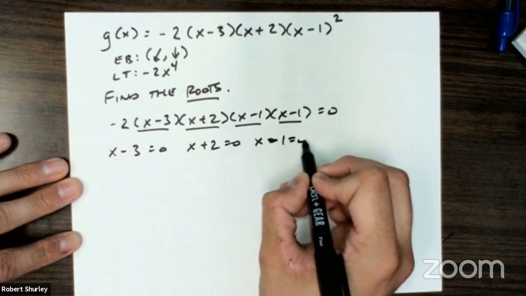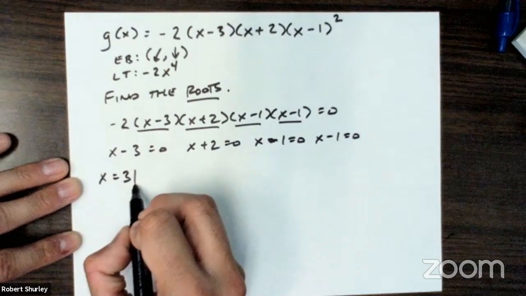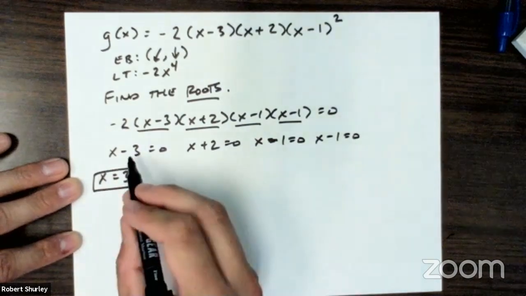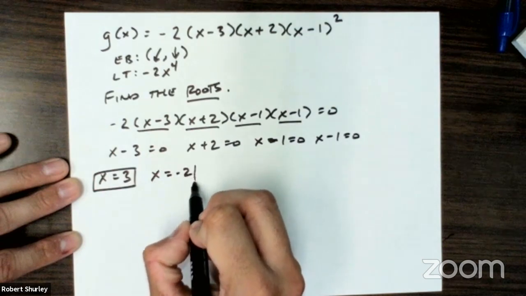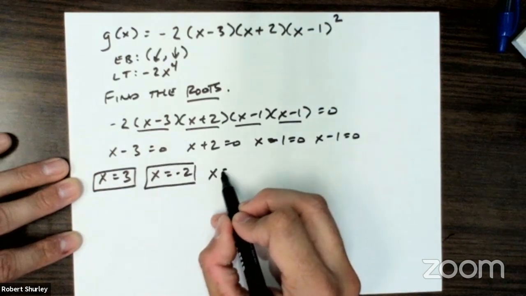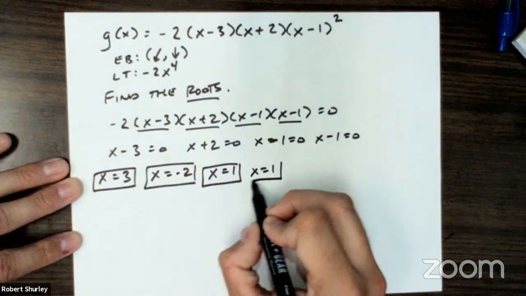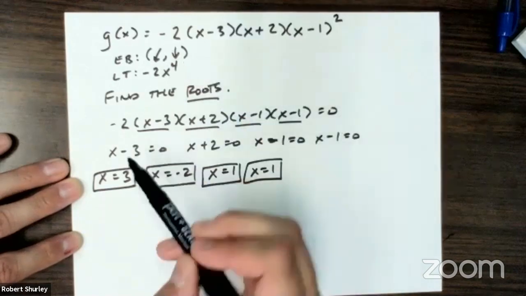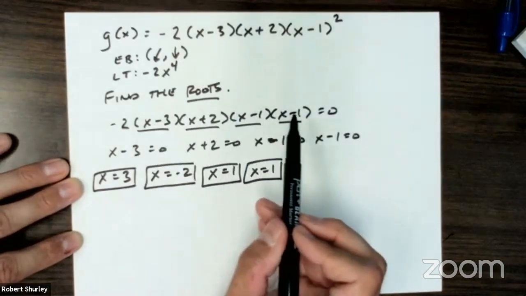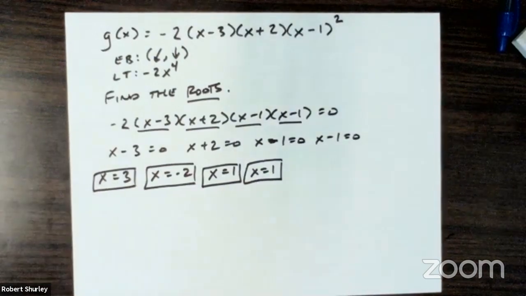So we wind up with x equals 3, because x minus 3 equals 0, so x has got to be 3. x equals -2. x equals +1, and that happens twice, right? And again, check it out. The degree is 4. We've got 4 factors that include an x, and 4 solutions. Not a coincidence.